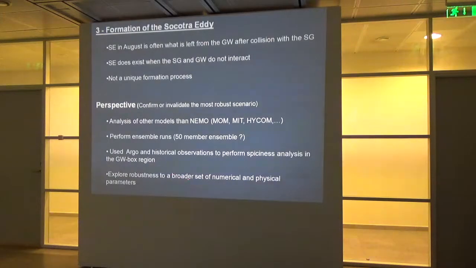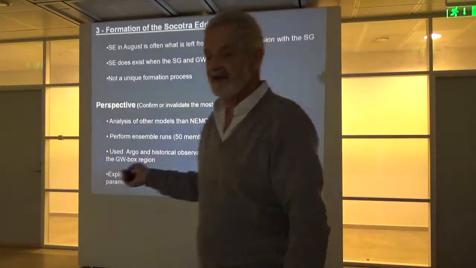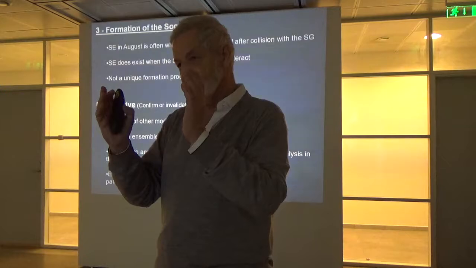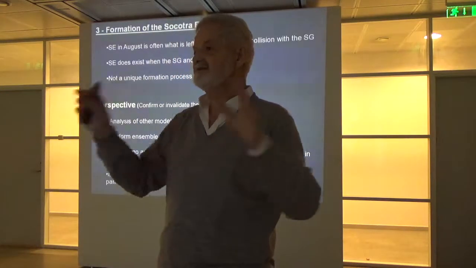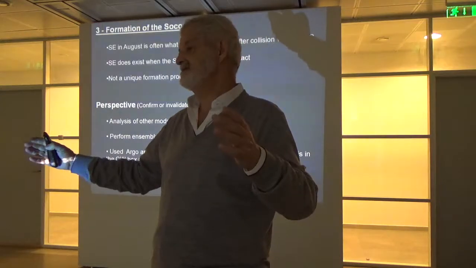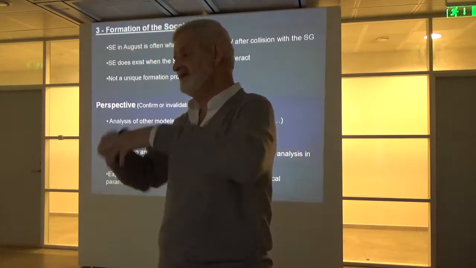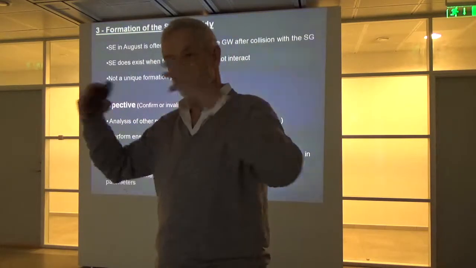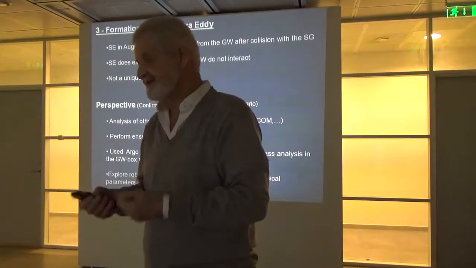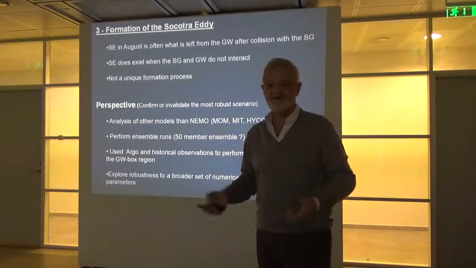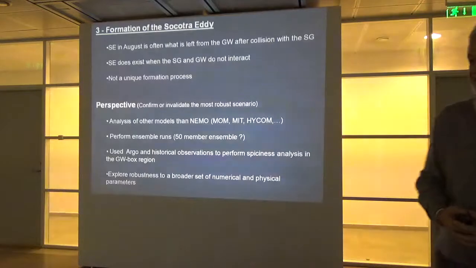Of course, we can explore the robustness to a broader set of numerical and physical parameters within NEMO, but all that requires a lot of computer time. One thing I didn't say is that if you run a regional model, then the Southern Gyre doesn't move. You need the whole Indian Ocean basin to have the variability of the Southern Gyre, because its variability is driven by some kind of integration of the wind stress curl over the whole basin. So a regional model is not enough to study that problem, and therefore the computer cost is big because you need to run a large-scale model.